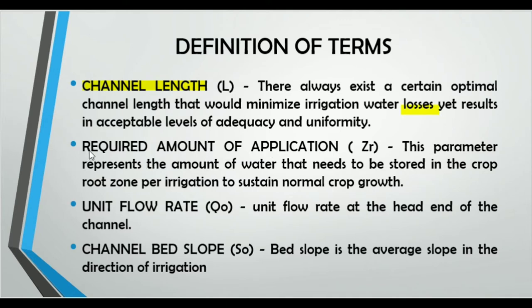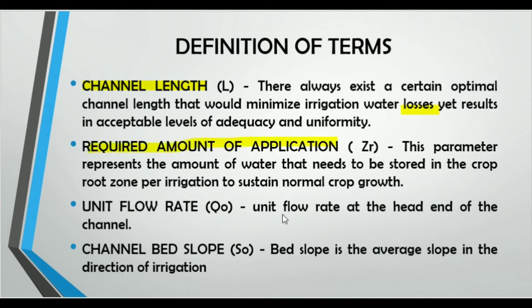Okay. Required amount of application, or ZR. This parameter represents the amount of water that needs to be stored in a crop root zone per irrigation to sustain normal crop growth. This is basically just the crop water requirement, the same as this one.